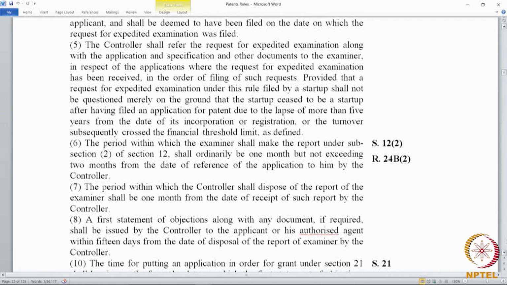So, the request filed by a startup. What the controller would look at is the date on which the request was made. If the startup fell within the definition of a startup on that date, that is all that matters. Subsequently, as the application gets examined, if the startup loses its status, that should not be a ground for questioning the status of the startup.